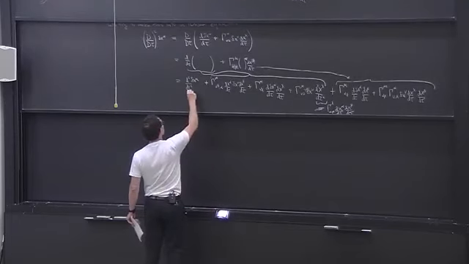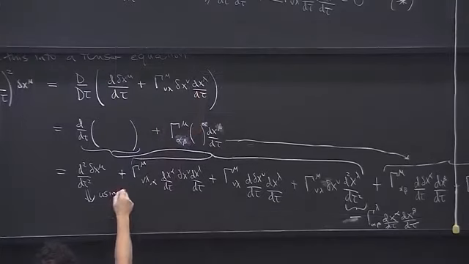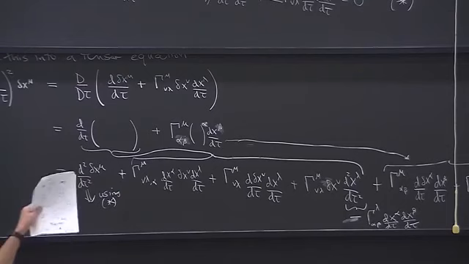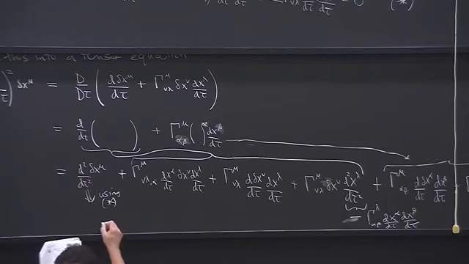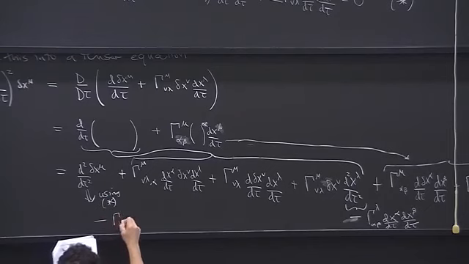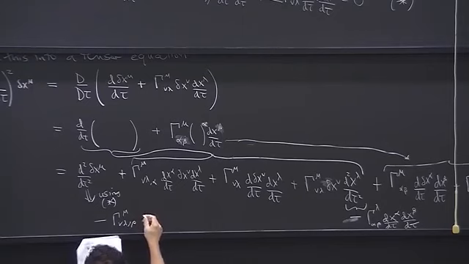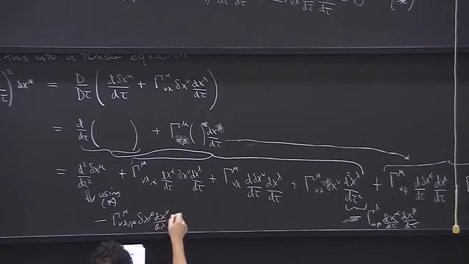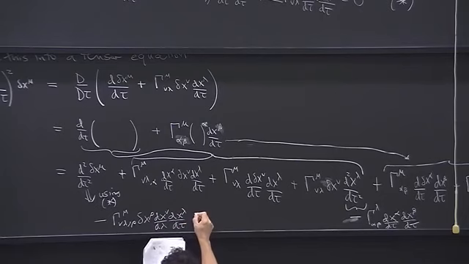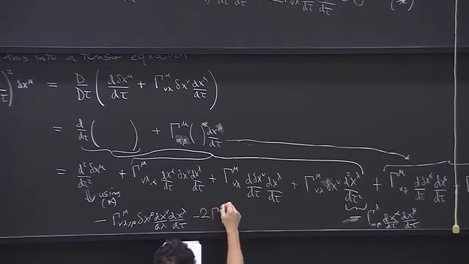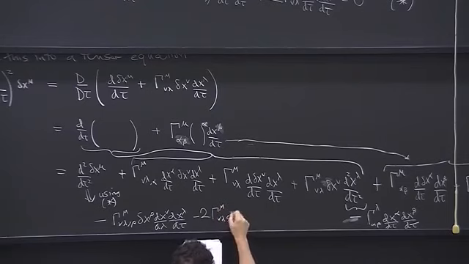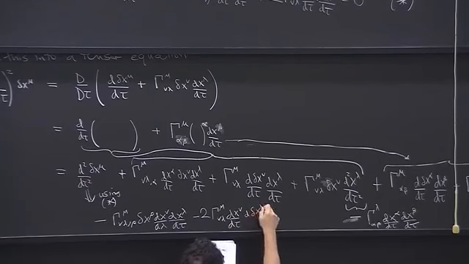Okay, so this is using star. I can eliminate the d2x d tau squared. So this is going to give me minus gamma nu lambda mu comma rho delta x rho dx nu d tau dx lambda d tau. And then it's going to give minus 2 gamma mu nu lambda dx nu d tau d delta x lambda d tau.